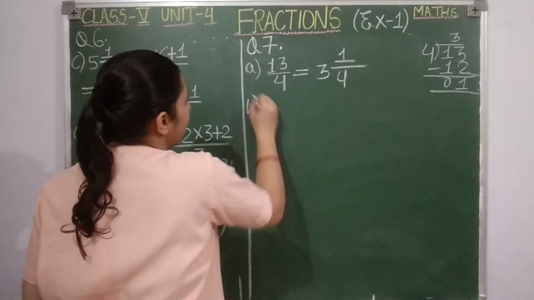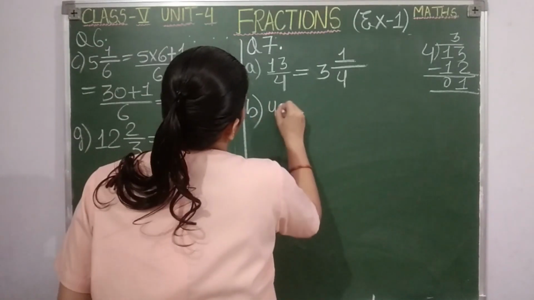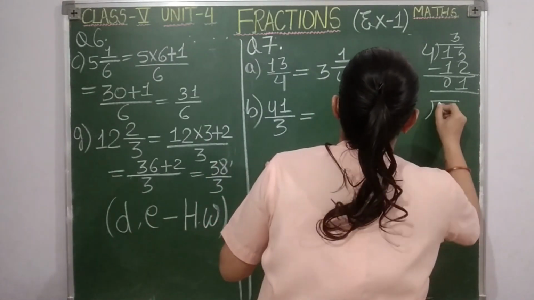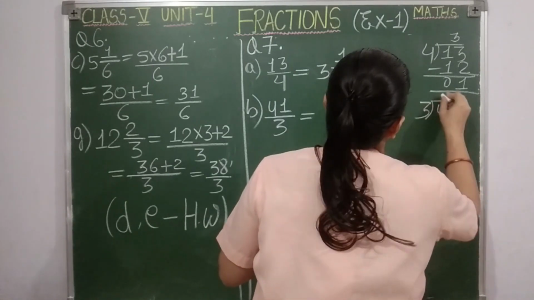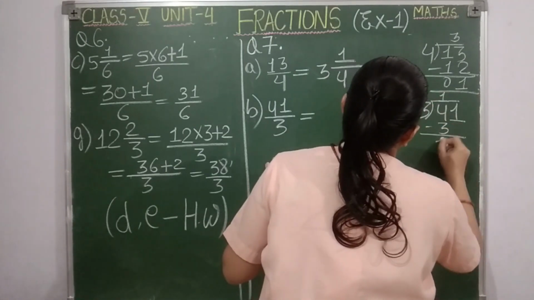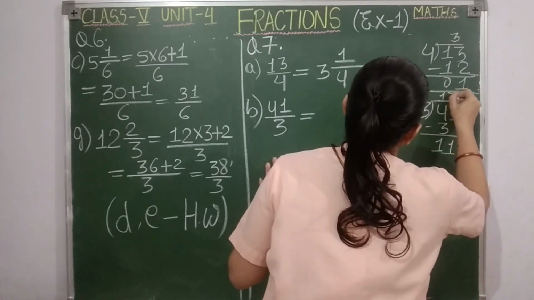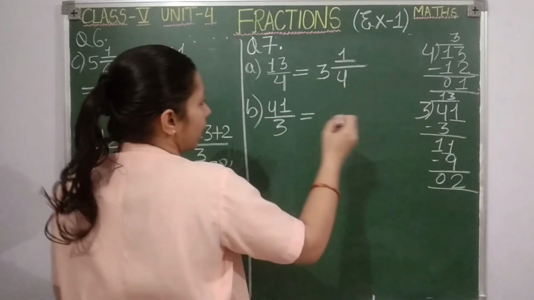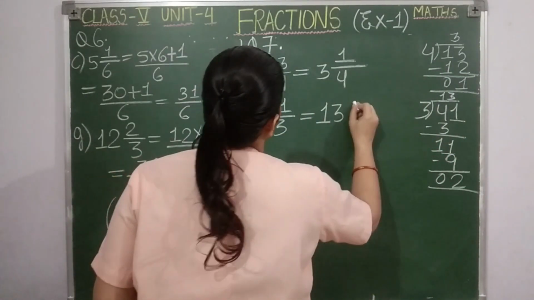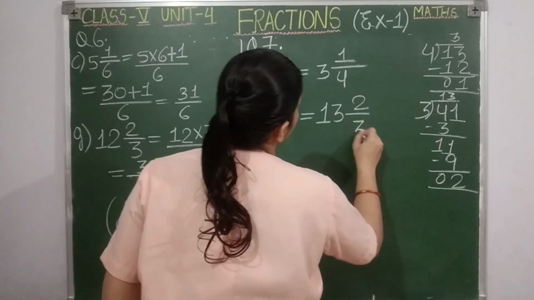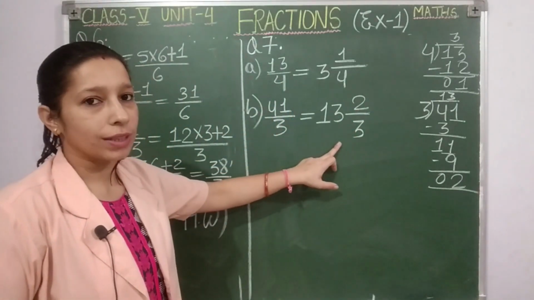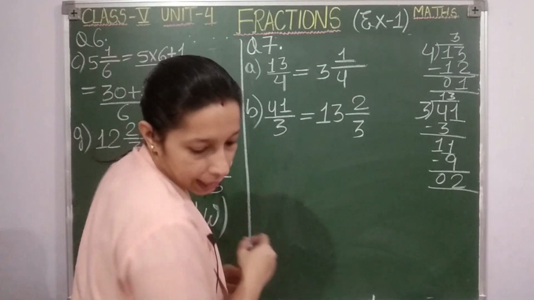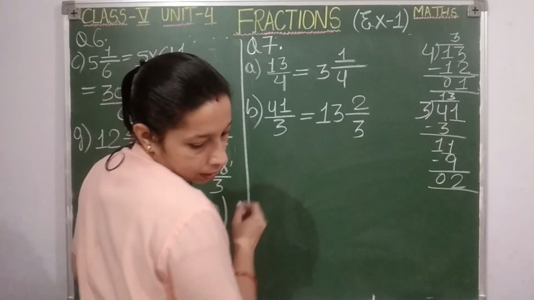Clear? Let us see the next one, students. 41 upon 3. Again, improper fraction we have to write as mixed fraction. So divide 41 by 3. 3 1s are 3. Okay, 11. Then 3 3s are 9. 11 minus 9, 2 I got as remainder and 13 as quotient. So 13 2 upon 3. Clear students? 13 3s are how much? 13 3s are 39. 39 plus 2, 41. 41 upon 3. Then let us see point number E, students.